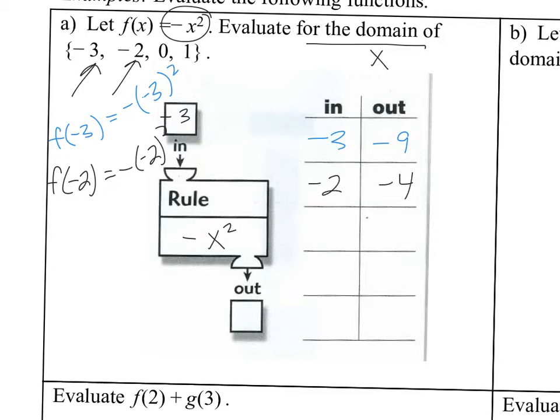Now I'm going to plug in 0. So f of 0 equals the opposite of 0 squared, which is 0. Then I'm going to plug in 1. f of 1 equals the opposite of 1 squared. So I do 1 squared first, which is +1, and take the opposite of it. So f of 1 is -1. So to evaluate for the domain means you need to plug these numbers in for x into your function.